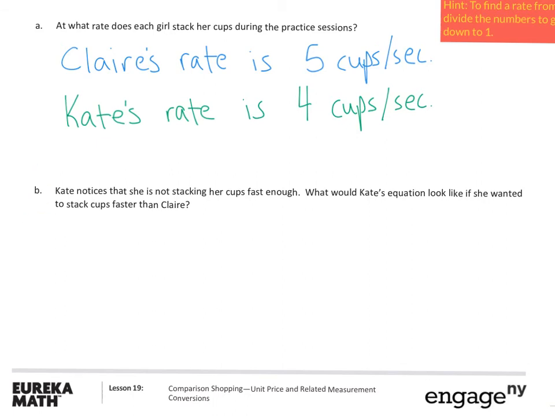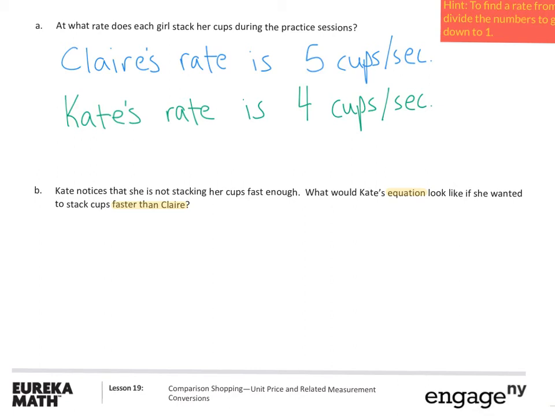So let's take this and read it. Kate notices that she is not stacking her cups fast enough. Isn't that always the problem? What would Kate's equation look like if she wanted to stack cups faster than Claire? So her rate has to be a higher rate than Claire's, and right now Claire's is 5, hers is only 4, so we need this to be above 5.